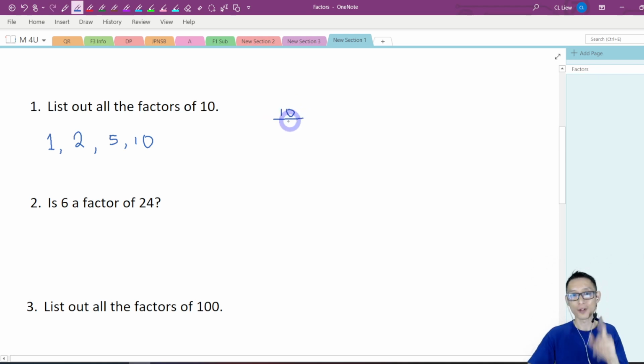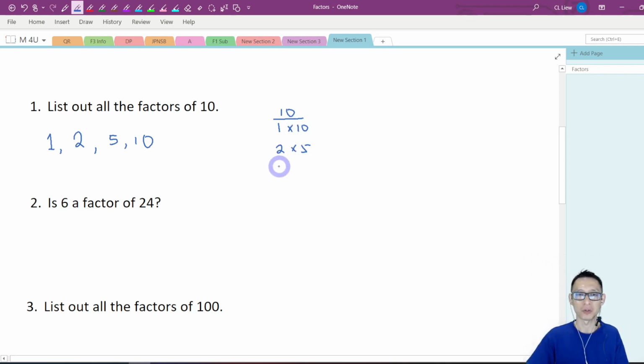So we start from 1. Then think, 1 times what number will be equal to 10? 1 times 10, right? Therefore, we know that 1 and 10 are factors of 10. Then followed by a larger whole number, which is 2. 2 times what number is equal to 10? 2 times 5. Do you notice that if you use this method, it comes out pair by pair?